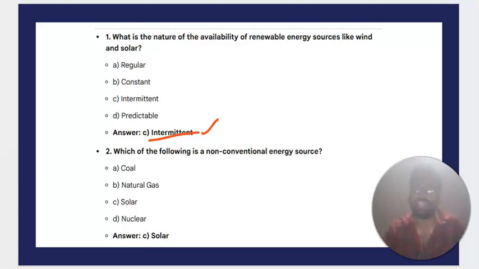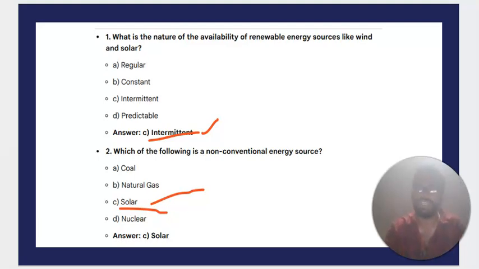Now coming to the second bit: which of the following is a non-conventional energy source? Four options are given here. The right answer is C, solar energy. These two bits are very important and come up in various competitive exams.